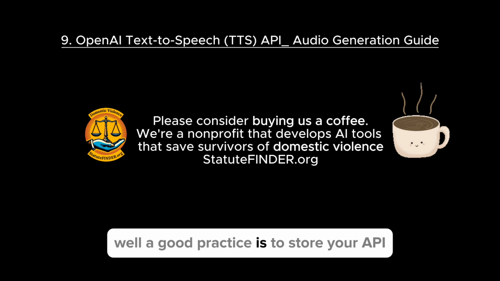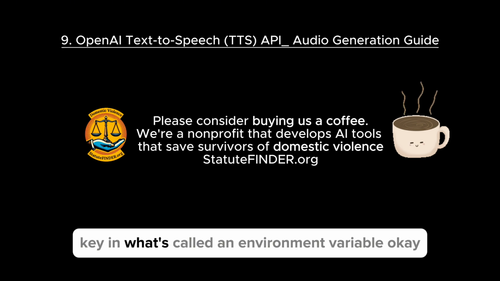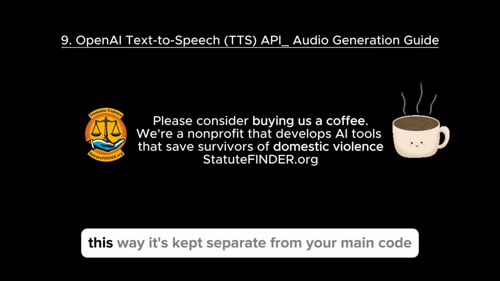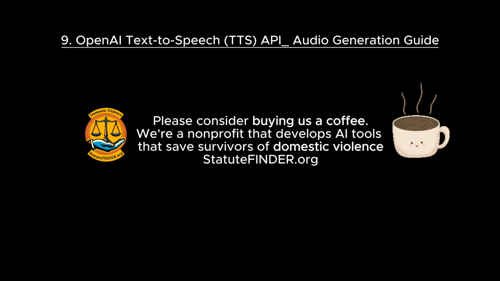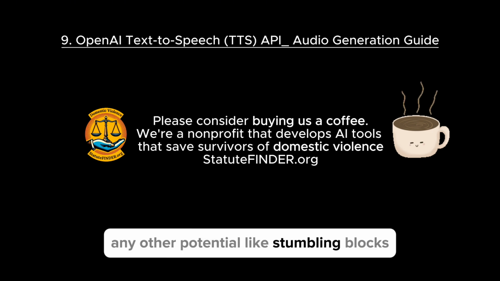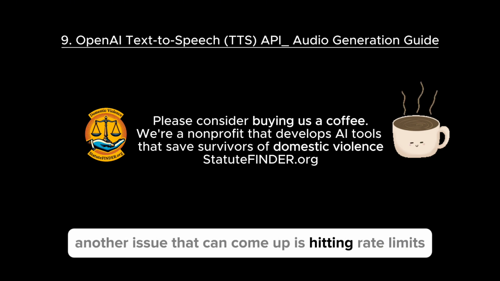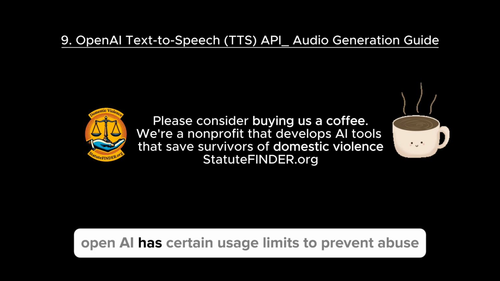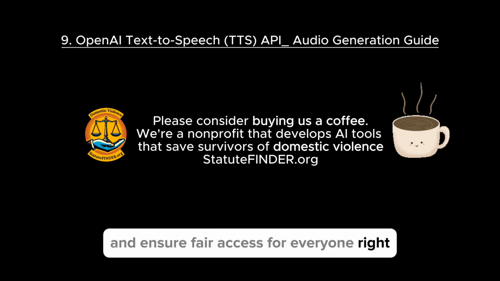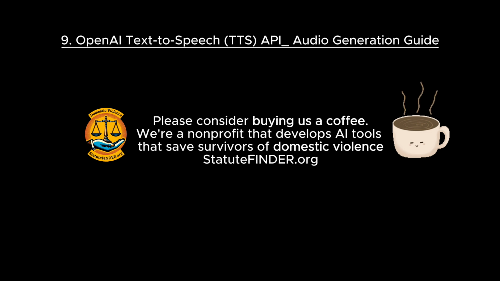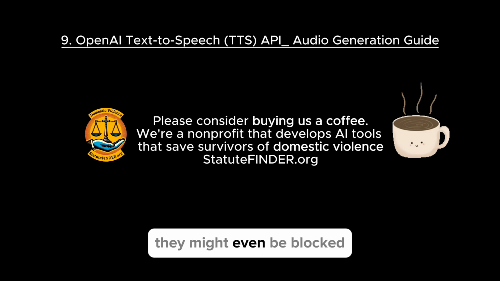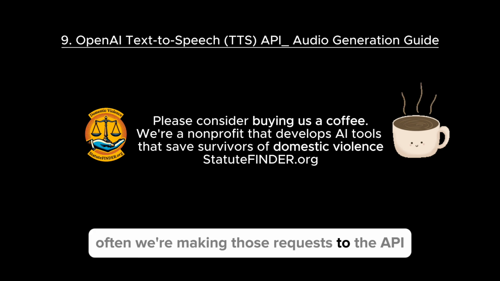Well, a good practice is to store your API key in what's called an environment variable. This way, it's kept separate from your main code, and it's a lot more secure. That makes sense. Any other potential stumbling blocks that our listeners should be aware of? Another issue that can come up is hitting rate limits. OpenAI has certain usage limits to prevent abuse and ensure fair access for everyone, right? So if you exceed these limits, your requests might be throttled. They might even be blocked. So we need to be mindful of how often we're making those requests to the API.